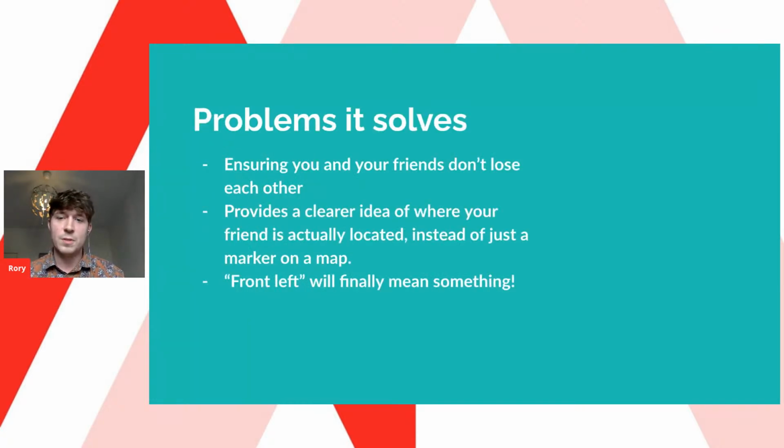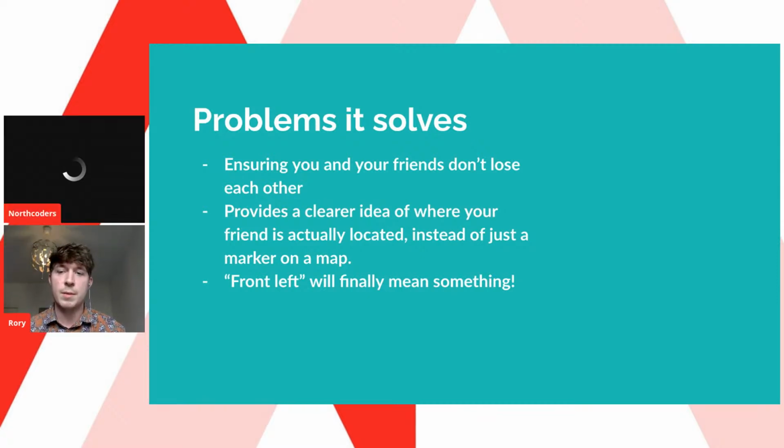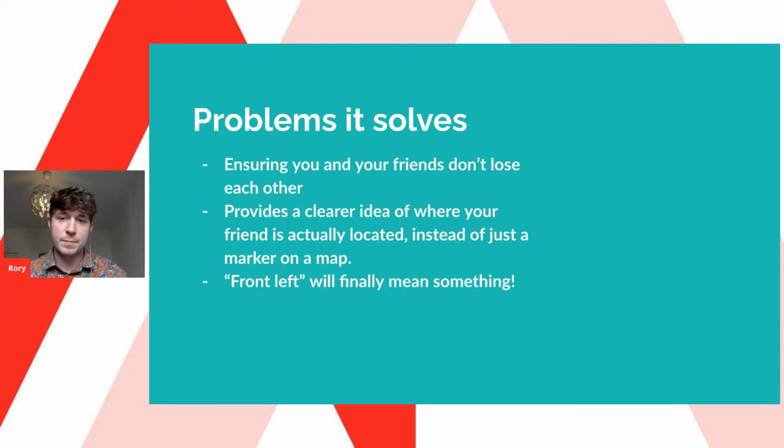The problem it solves is ensuring you and your friends can find each other should you or they get lost. In particular, the AR functionality helps users better visualize exactly where people are located, as opposed to just seeing a marker on a map. This app now gives meaning to when friends say they are at front left or by the burger stand, when dozens exist at a festival, for example. Now you can see exactly where they say they are.